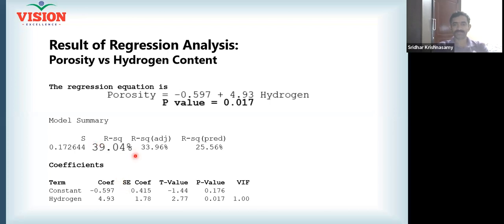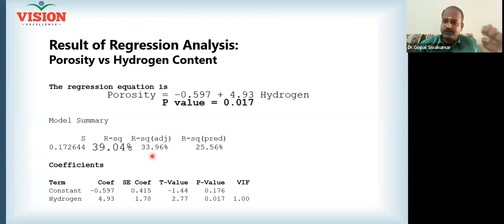But I already told you, more than the R square, you should look at the adjusted R square. So how much is the adjusted R square? 33.9, 34. So 34% is the influence your hydrogen content has on the porosity. So if you really want to solve the porosity problem from the current level, you should not only optimize hydrogen content, but also study some other factors again.